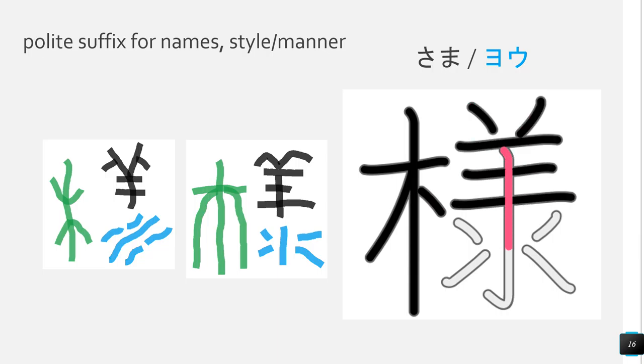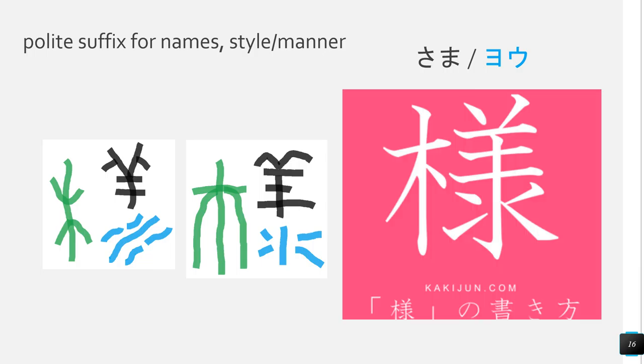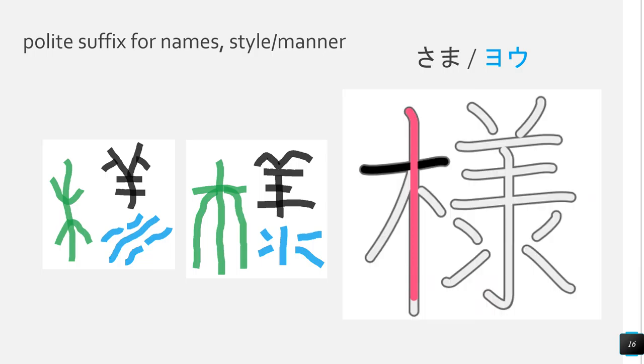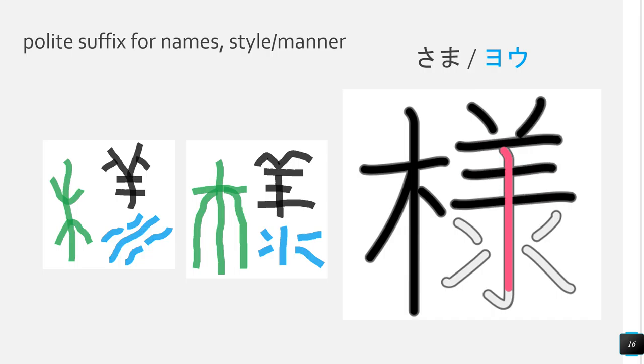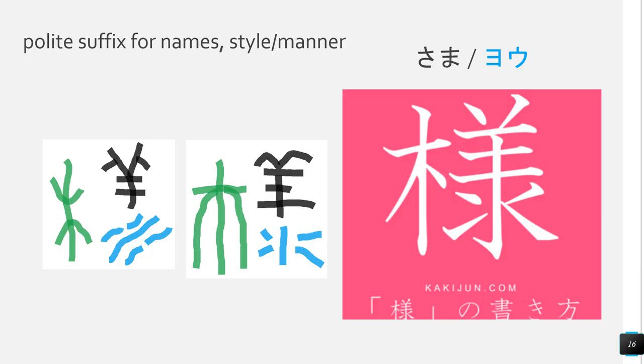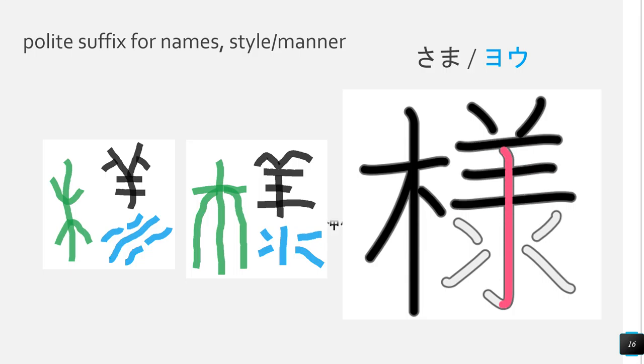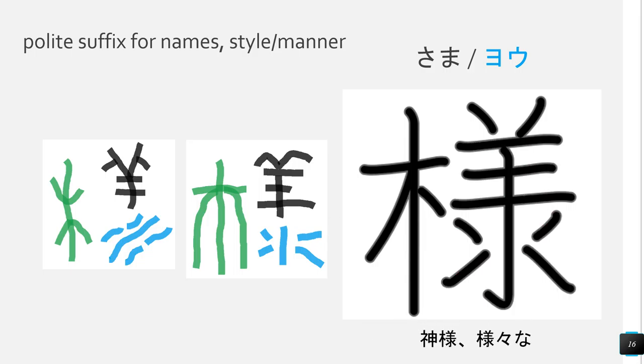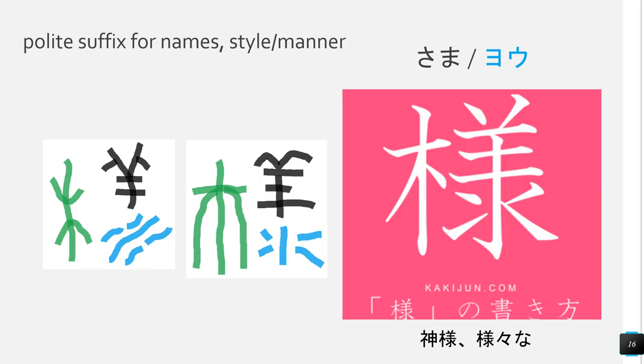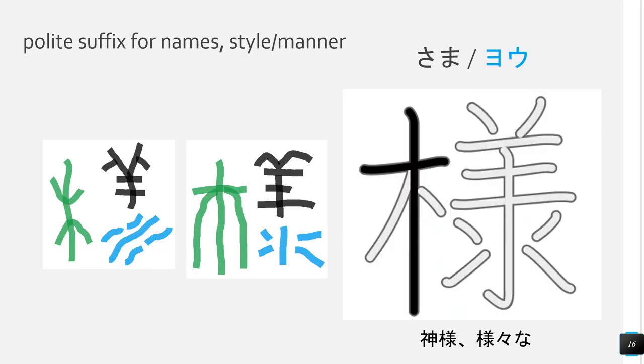We have a tree on the left hand side, a sheep on the right hand side. So it's got two horns, and to represent its fluffy body, we need three lines going across. A line going through is the spine of the sheep, and underneath we have the water that the sheep is looking down at. And this kanji is pronounced sama, for example, kami-sama. We can address a person very politely by saying Yamada-sama, Honda-sama.